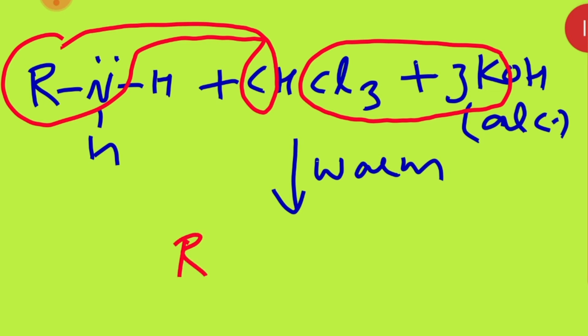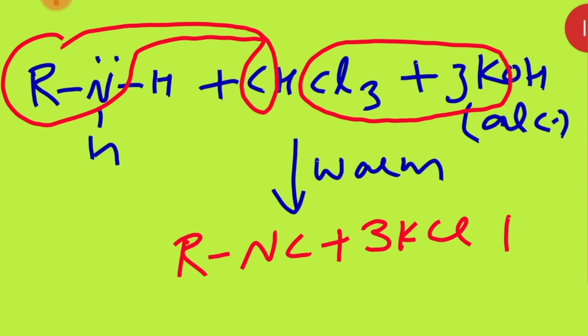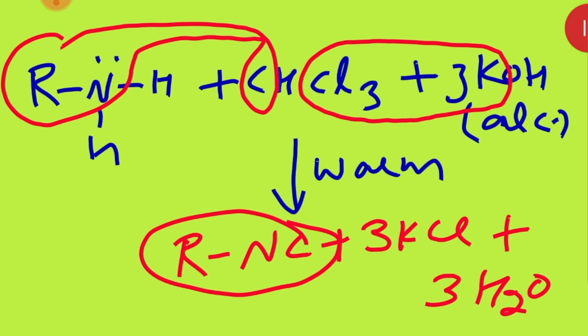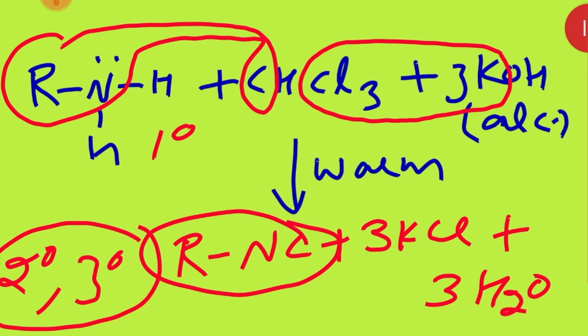And the product will be RNC, isocyanide, plus 3KCl plus 3H2O, and students, this is called alkyl isocyanide. What do you call it? Alkyl isocyanide. This is with the primary amine, and I will tell you secondary and tertiary amine will not give this test. Secondary and the tertiary amine will not give this test.